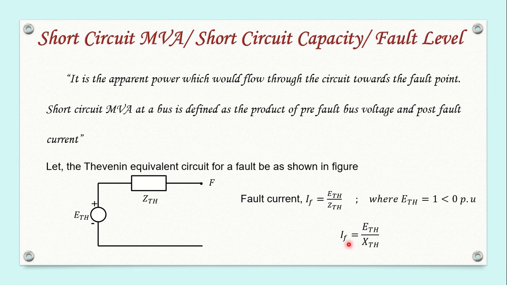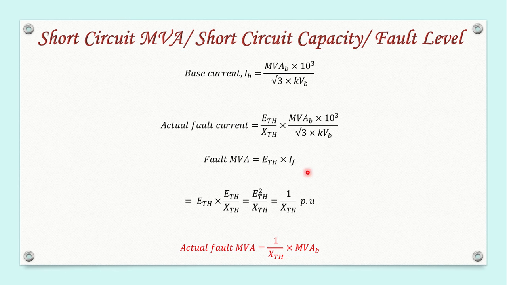Now, in order to calculate the actual current, we have to multiply the per unit current by the base value. And we know the equation for base current: it is MVA base into 10 raised to 3, divided by root 3 into kV base. So the actual fault current is per unit current into base current.